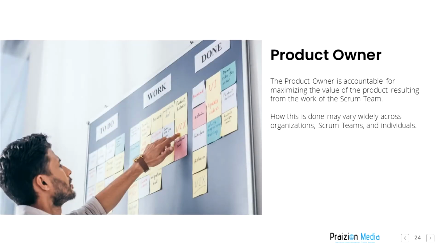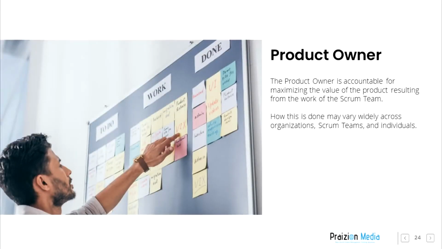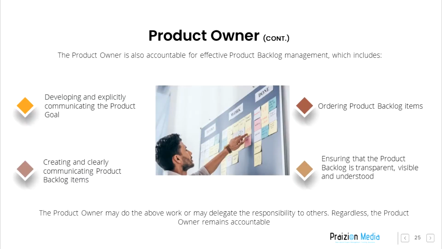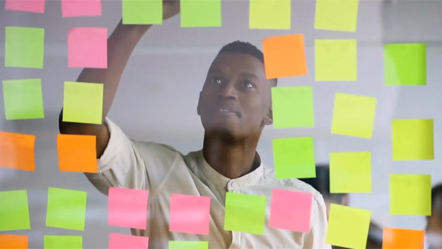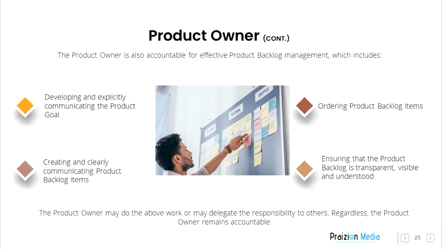Product owner. The product owner is accountable for maximizing the value of the product resulting from the work of the Scrum team. How this is done may vary widely across organizations, Scrum teams, and individuals. The product owner is accountable for effective product backlog management, which includes developing and explicitly communicating the product goal, creating and clearly communicating product backlog items, ordering product backlog items, and ensuring that the product backlog is transparent, visible, and understood. The product owner may do the above work or may delegate the responsibility to others. Regardless, the product owner remains accountable.